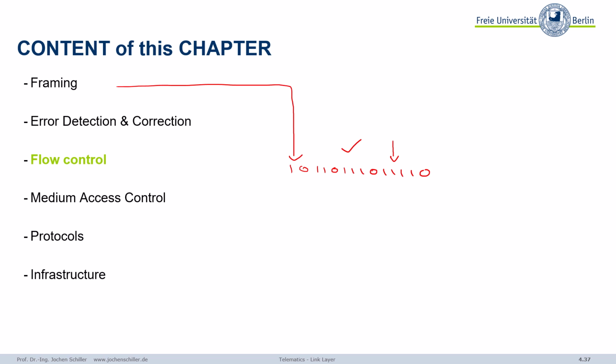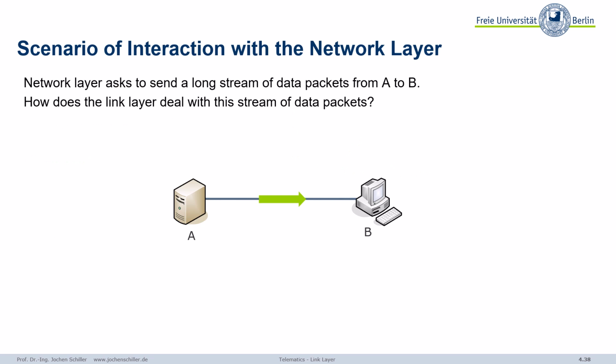So the third function in the link layer is flow control, because now it may happen that a sender is simply flooding a receiver. Okay, so let's start with a very simple scenario. Let's assume that the network layer, so layer 3, says, okay, please send, so the higher layer, please send a long stream of data packets from A to B.